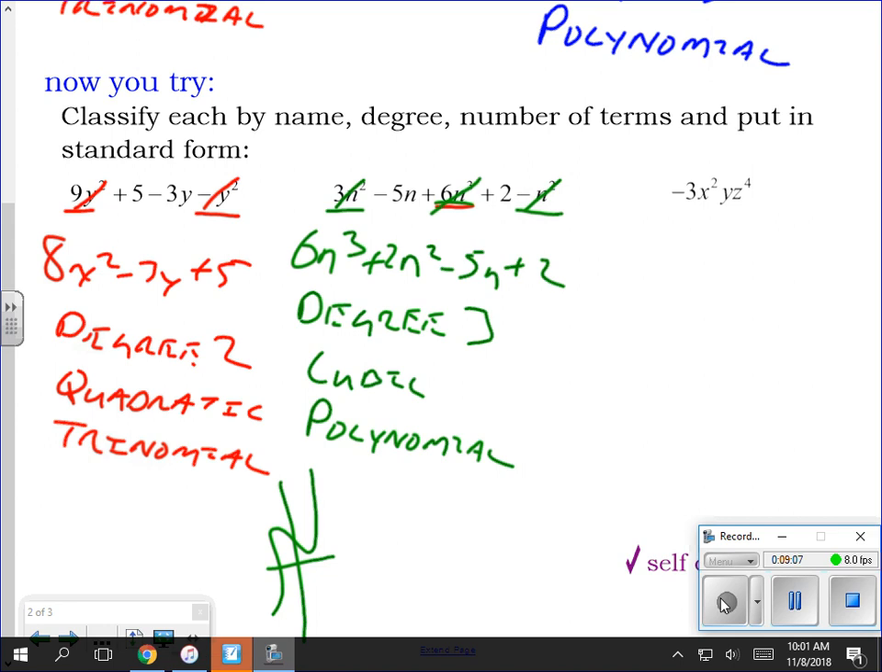And then the last one, can't rearrange it. It has a degree of 4. It is a monomial, and we don't have any special name based upon the degree. The only ones we have special names for based on the degree are linear equations, quadratic equations, and cubic equations. When it starts getting larger than 3, we don't have special names for anything larger than 3. We just call them a polynomial and call it good.